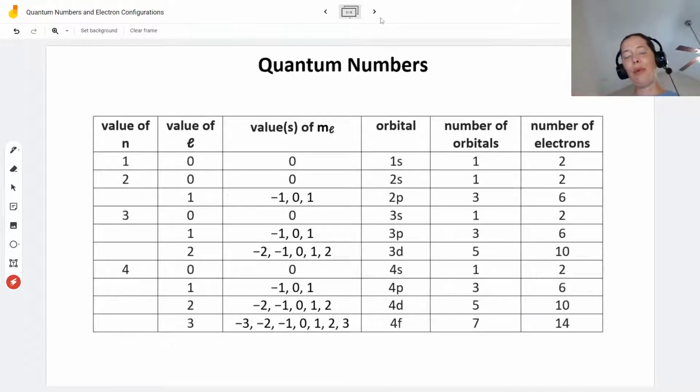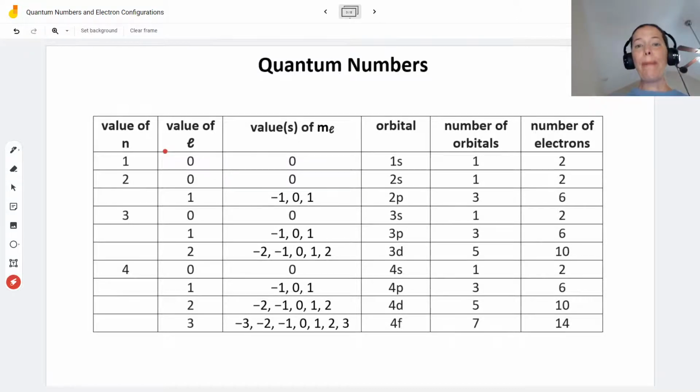Let's put them in a table. It'll make a little bit more sense here. All right, so we're going to start with a value of n as n equals 1. So again, if you look at your periodic table, and again, I couldn't fit it on this slide, this is going to be your first period or your first row. So this is the period that has hydrogen and helium in it.